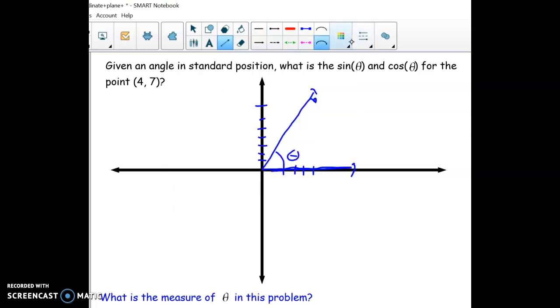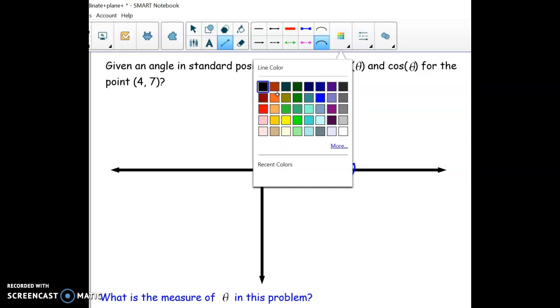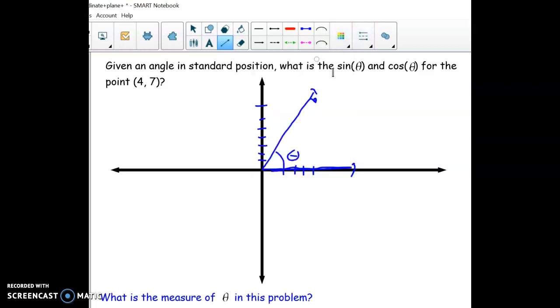If I can click this, you can see my thing is freaking out. Okay, so I'm going to click and make a right triangle. Oh, that is not at all what I wanted. I just want a line. Guess we'll make the line black. So there's our right triangle right there.